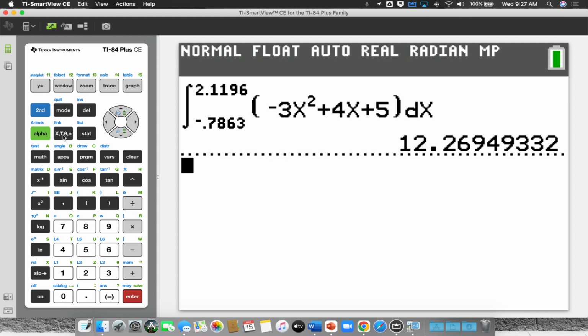And we're going to round to the nearest thousandth. So thousandth is 3 places past the decimal. So 12.269. So the area is approximately 12.269. Done. Okay. All right.